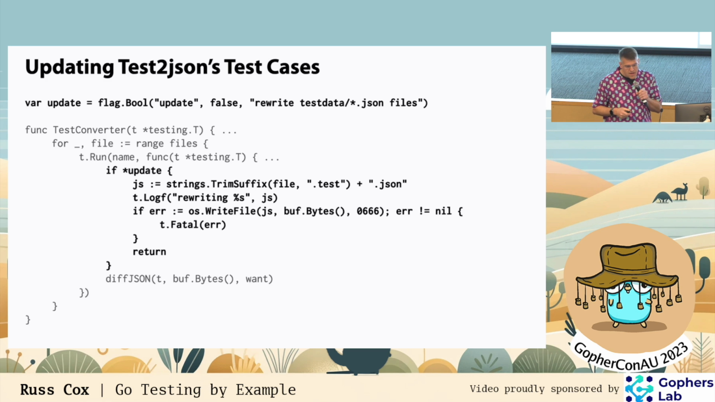Here's the updating code for test to JSON. There's a new flag -update, and when the flag is true, the test writes the computed answer back to the file instead of calling diffJSON. So now if we make an intentional change, we run go test -update. That causes it to write the new answers out to the files, and then we can even git diff them before we check them in to make sure they look like what we expect.